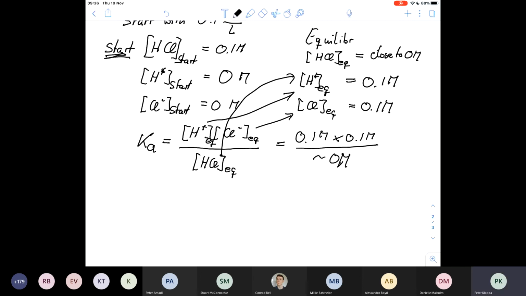And the reason why our proton concentration is 0.1 is because the HCl has almost totally dissociated. We started with 0.1, and all of the 0.1 changed into proton and the chloride. A Ka at the start doesn't make any sense whatsoever, because Ka is an equilibrium constant and it has to be done at the equilibrium.